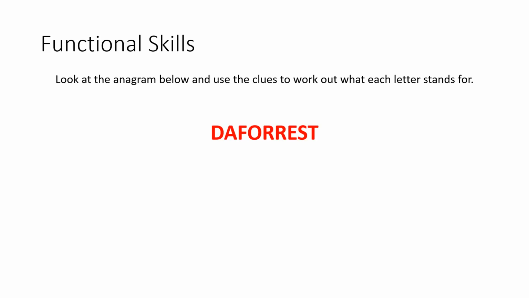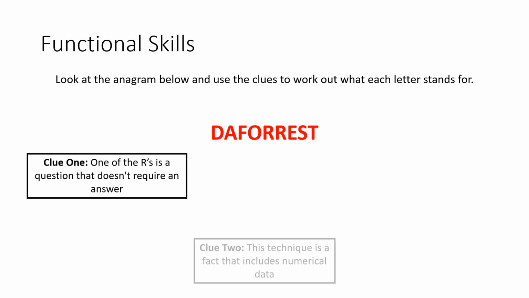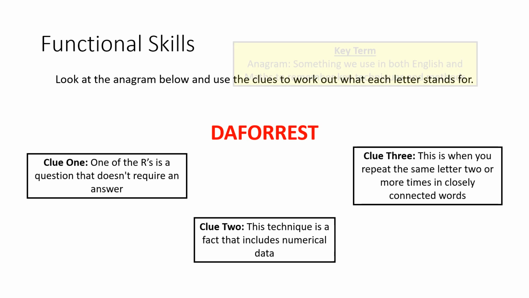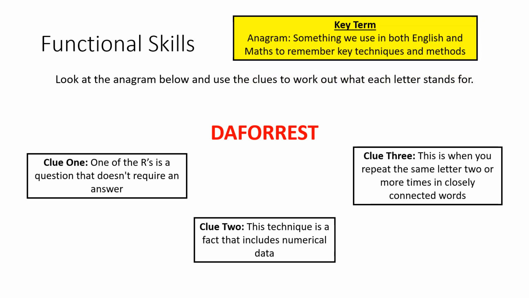So look at the anagram below and use the clues to work out what each letter stands for. If you're not sure what we mean when we say an anagram, it's something that we use all the time in English and maths, and it helps us to recall some of the key techniques or methods that we need for the subject. For example, one of the big ones we use in English is called DeForest techniques. Each one of these letters will stand for a key technique that you should know if you've been studying functional skills for a while. So if you think over the clues, they should help you to work out what a few of these stand for.